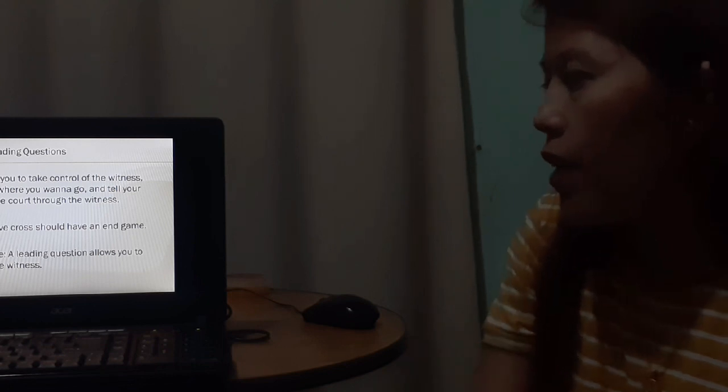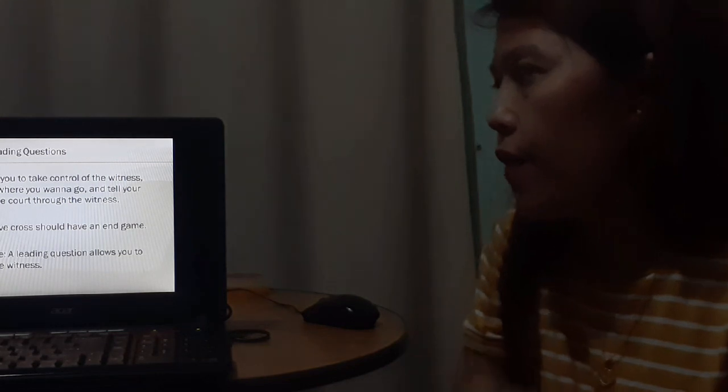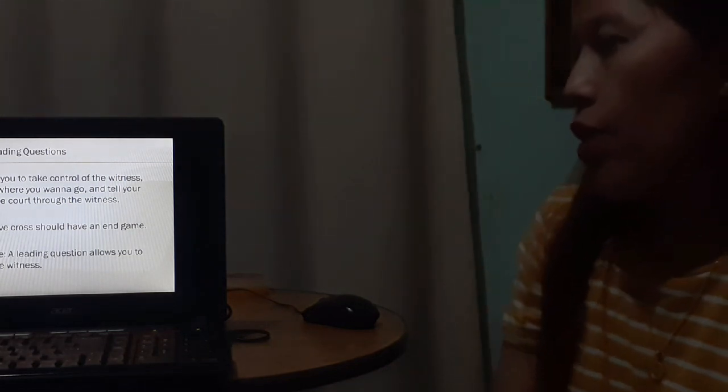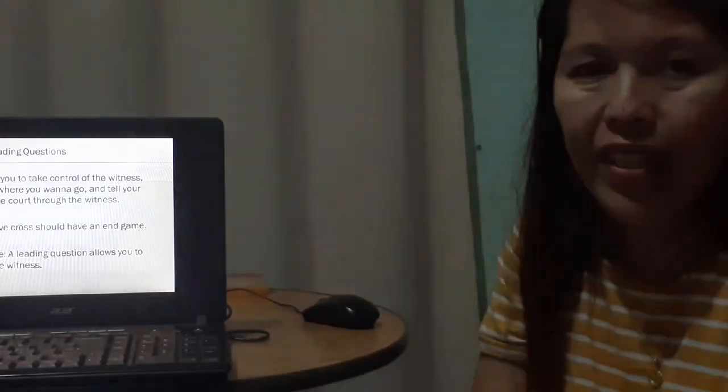Now, an effective cross should have an end game. What is the advantage if you use leading questions? A leading question allows you to control the witness. And this is the very important thing.